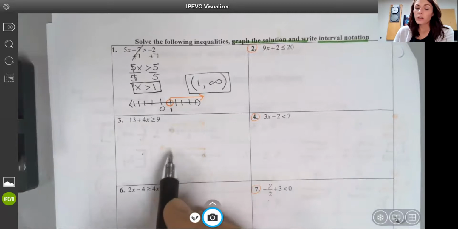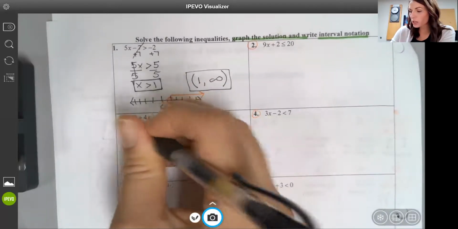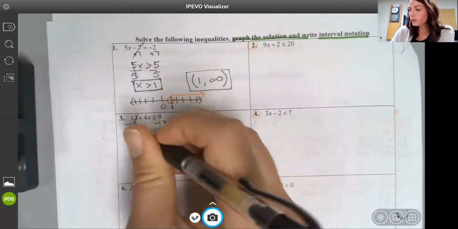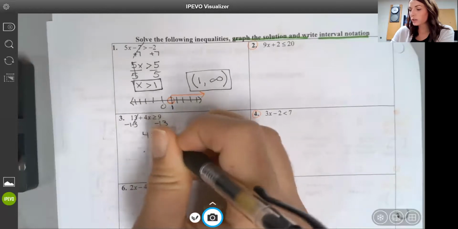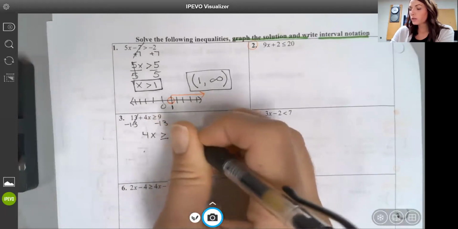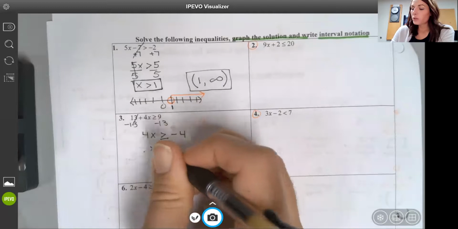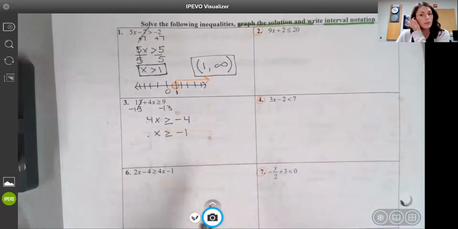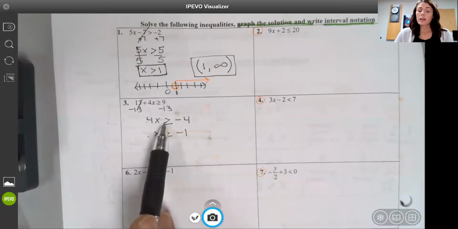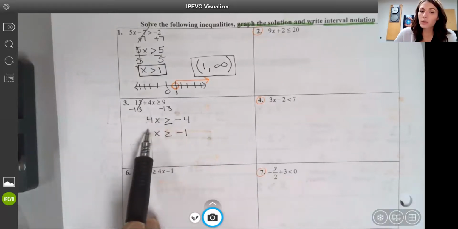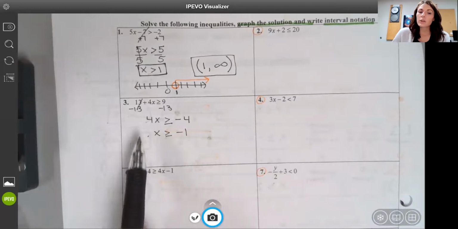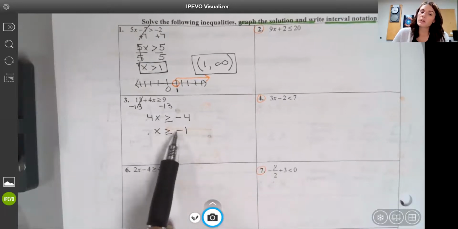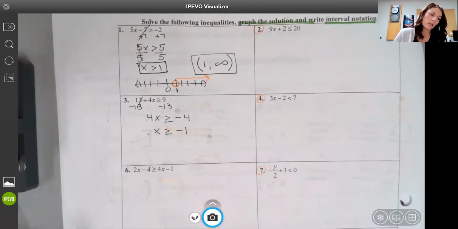Let's go to 3. So first I'm subtracting 13 here. I have 4x is greater than or equal to -4. Dividing by 4 on both sides, x is greater than or equal to -1. Notice I divided, but I didn't flip the sign. I didn't flip the sign because my coefficient's not negative. I only have to flip my inequality sign if the number that I'm dividing by is a negative number.